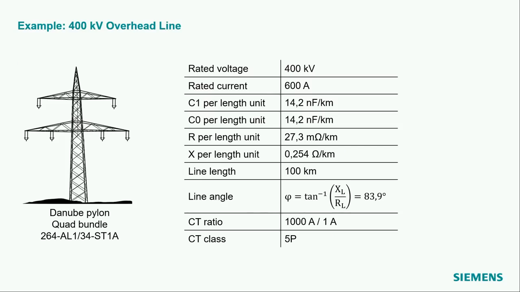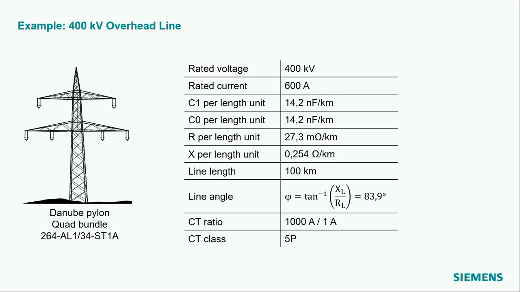This is a slide with a lot of data relevant for our example configuration. Let's start with the basics. We have a 400 kV line with a length of 100 km. The nominal current is 600 amp and the CT ratio is 1000 amp primary to 1 amp secondary.